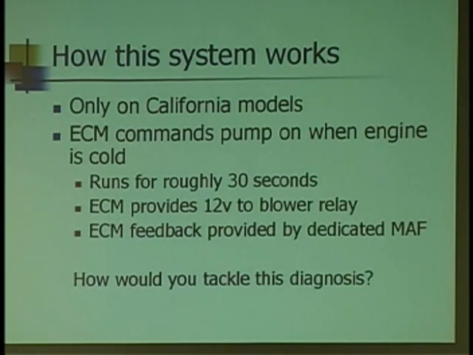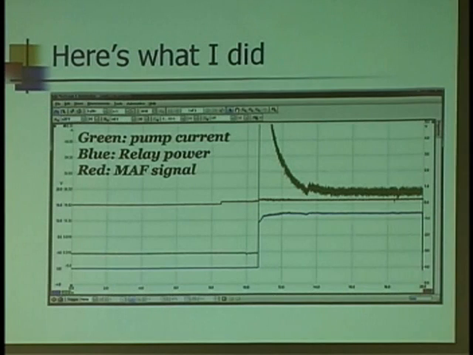Not necessarily. But my scope can be set up to tell me that. And that's what I chose to do in this case. I want to see it when it's happening and when it's supposed to happen. So I got the car cold. Green is pump current, blue is power to the relay, and the red trace is the signal going back to the computer from the MAF sensor.